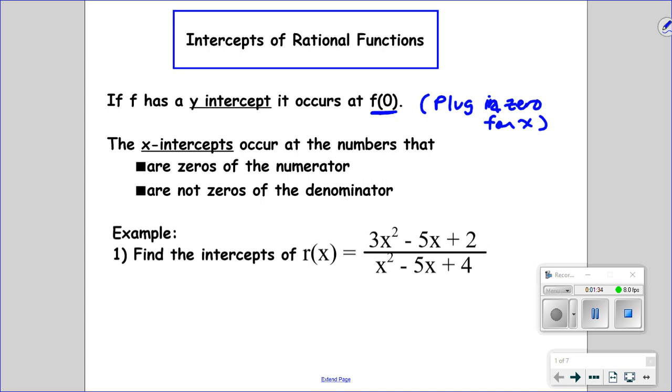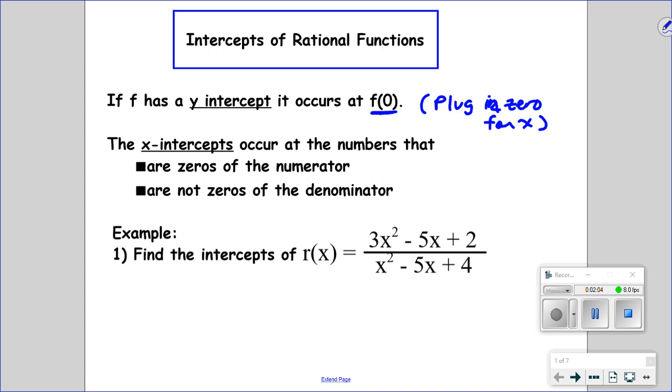Because remember, when you have factors the same top and bottom, which would mean that that number is a 0 of both the numerator and the denominator, that's when we actually have a hole in the graph. Now it's possible that that hole could be on the x-axis, but since the function is undefined for that value of x, we would not call it an x-intercept.